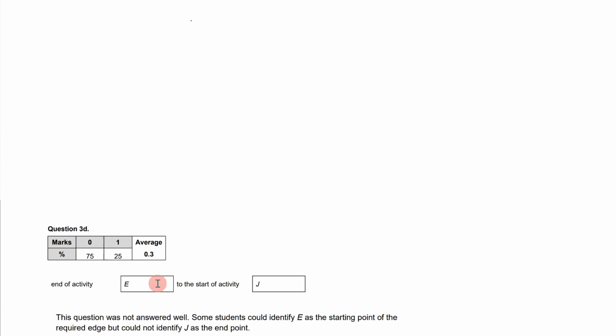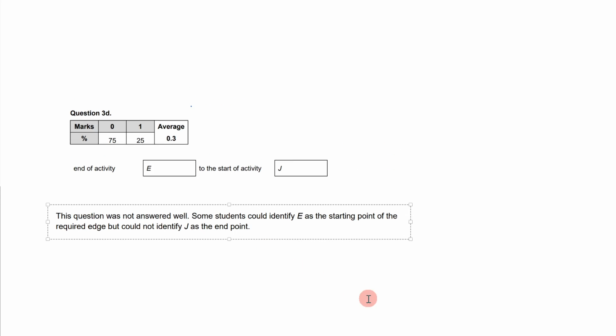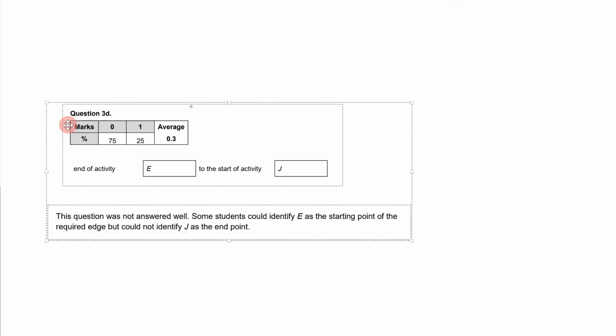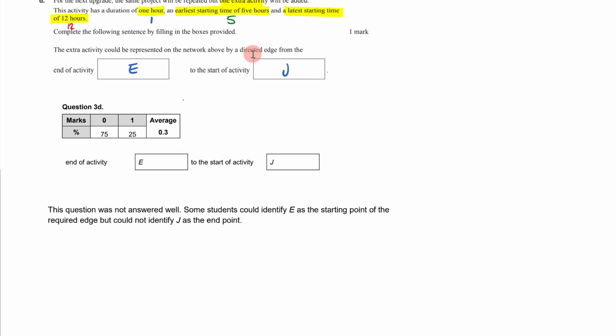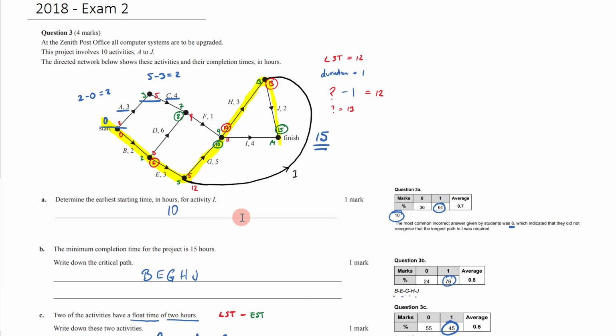So let's look at our examiner's report for this last bit here. Oh, it's in 2 parts. Isn't that annoying? Sorry, I'm moving it up. All right, so as you can see, our answer was E and J. 25% of people got that correct. This question was not answered well. Some students could identify E as the starting point of the required edge, but could not identify J as the end point. And just like that, we have finished with this question. Hopefully you feel comfortable with it, and I'll see you later.